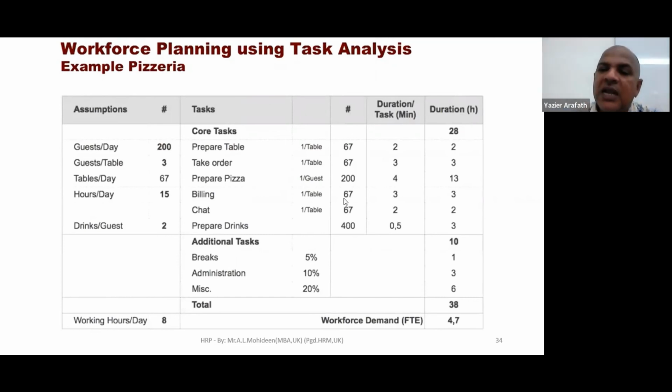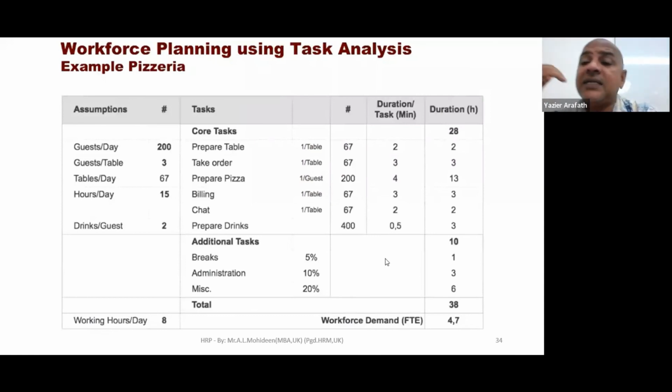For example, how many total hours do we need for 200 guests? 38 hours. How many hours are we working per day? 8 hours. So the workforce demand is obtained by dividing by 8, which is almost 4 to 7. Minimum we need 4 people, and if it is high volume, we need a maximum of 7 people to run this shift.